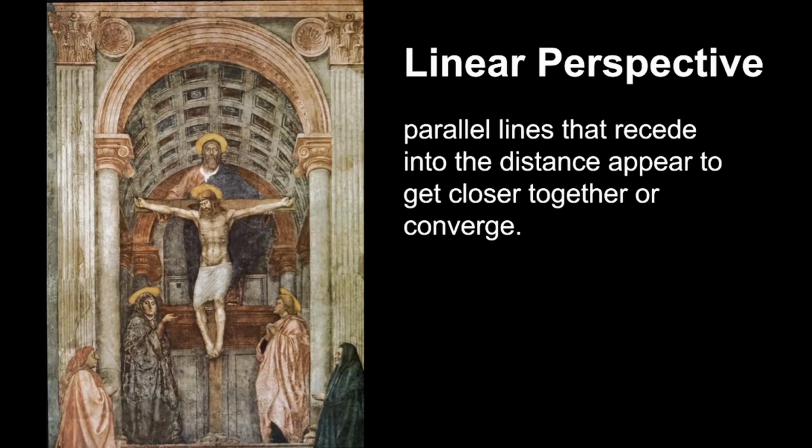So linear perspective: parallel lines are going to recede into the distance and appear to get closer and closer together until they converge at one spot. Up on the top of this image, where there's this patterned ceiling, the lines go farther and farther back, they get smaller and smaller, and they converge. It actually helps pull your eye to Jesus in the middle of the composition.